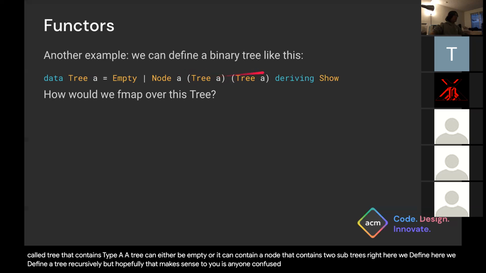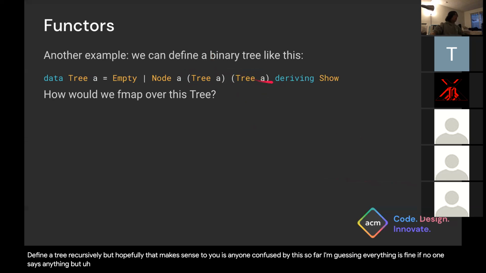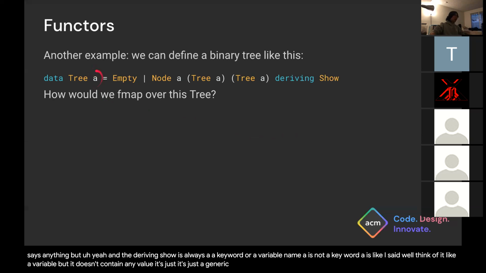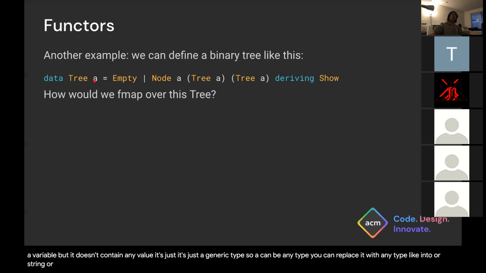Is anyone confused by this so far? I'm guessing everything's fine if no one says anything. And the deriving show, is A a keyword or a variable name? A is not a keyword. Think of it like a variable, but it doesn't contain any value. It's just a generic type. So A can be any type. You can replace it with any type, like int or string or list even. I don't know, but you get the idea.